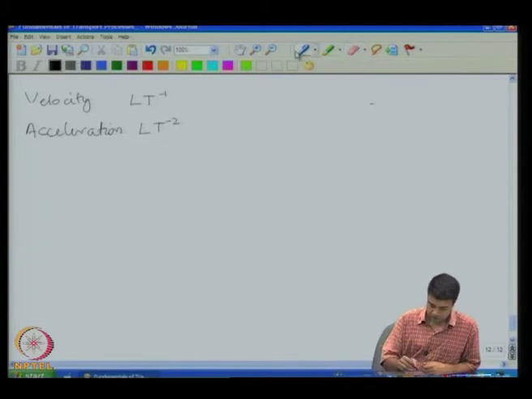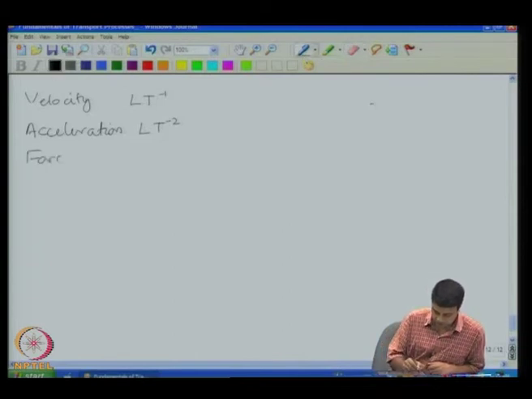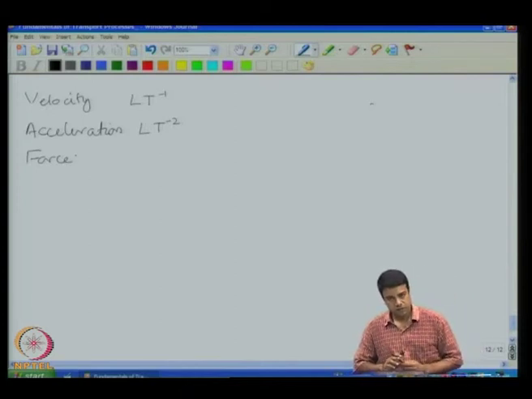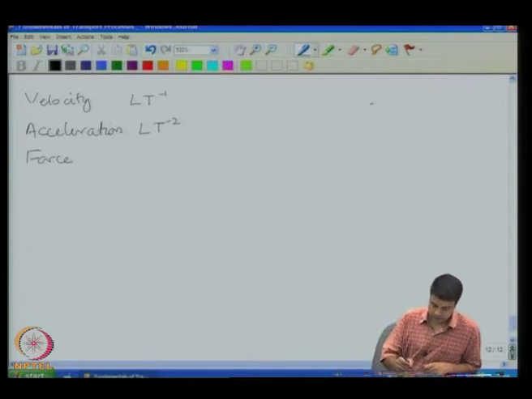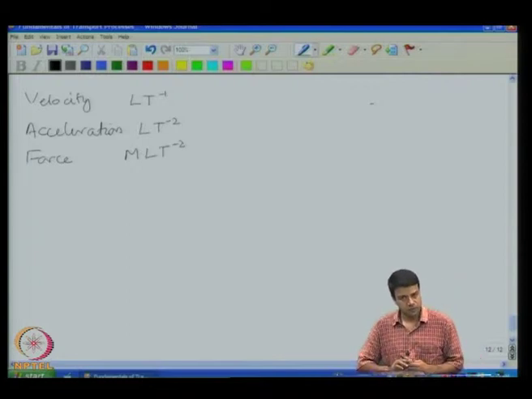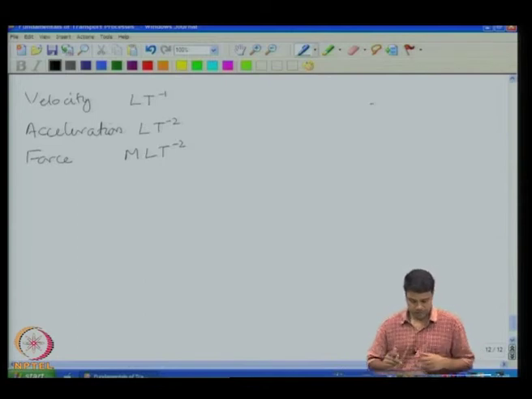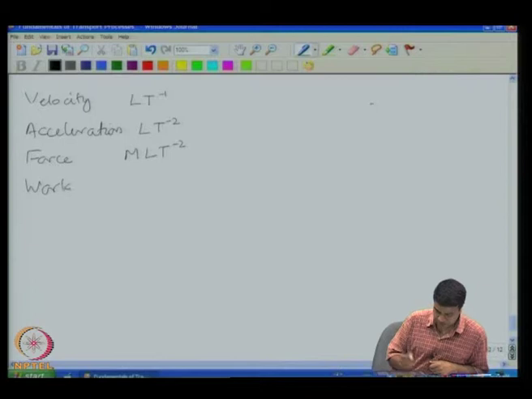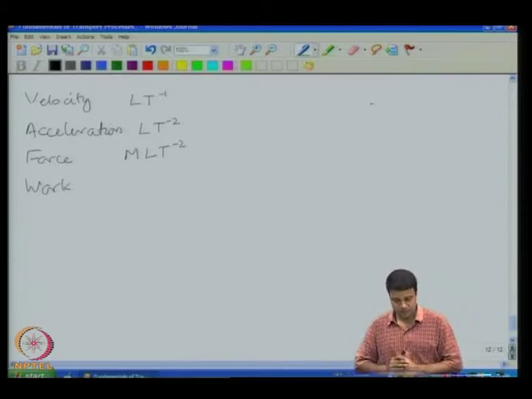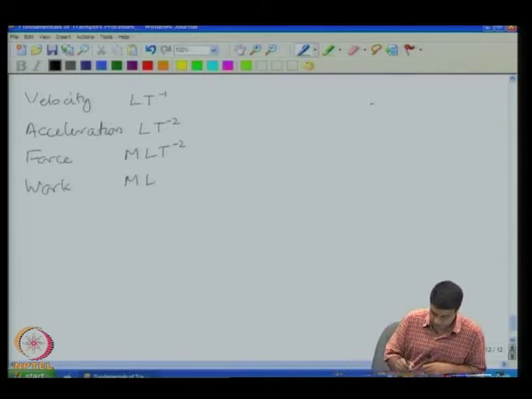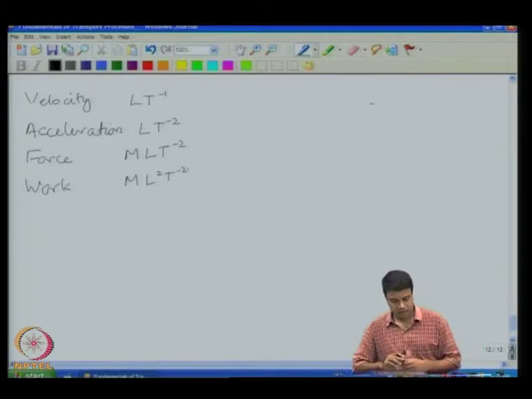Next is force. From Newton's laws of motion, we know that force is equal to mass times acceleration. So it has dimensions m L t power minus 2. Work has the units of force times the distance. So work is equal to the force multiplied by the displacement. That is m L square t power minus 2.